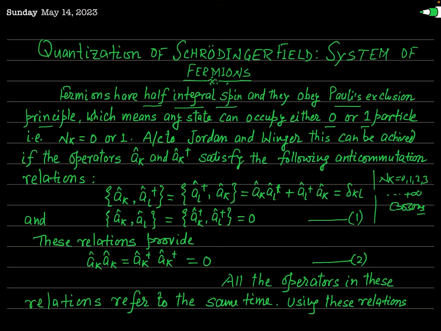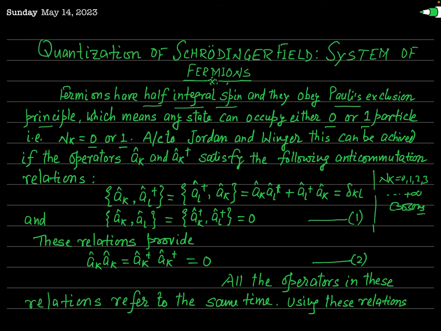So you can easily think that the eigenvalue of the number operator n_k hat will have only two values in this case. And those two values are either 0 or 1. Either 0 or 1. So this is the basic difference.